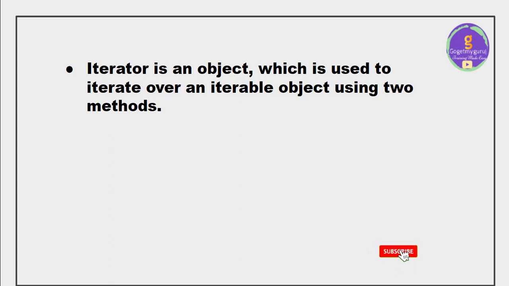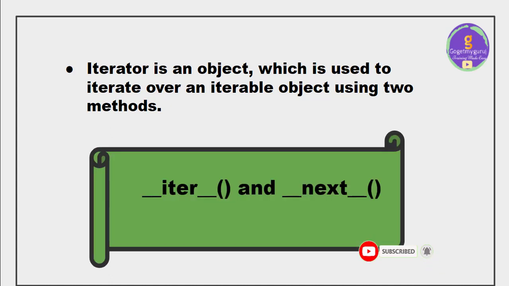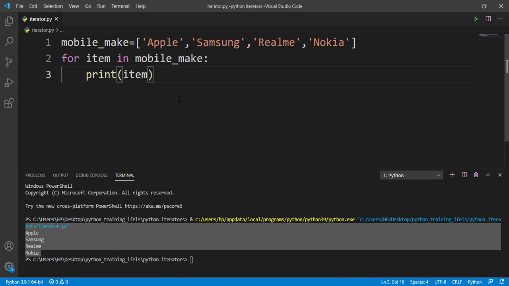But the condition is we are going to use two methods here. So what are they? Those two methods are __iter__ and __next__. The double underscore is also called dunder, and these are magic methods. We'll see how we can implement these iter and next methods. I have already said that the for loop is implemented by using the iter protocol. So the iter protocol consists of the iter method and the next method.